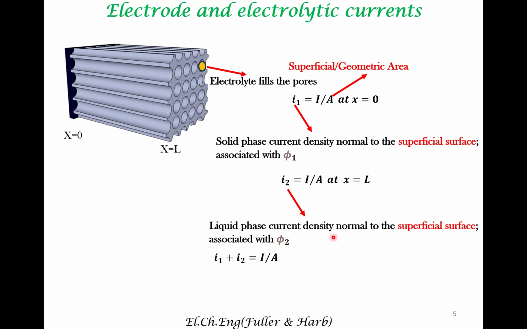So at x equal to L, that is at this cross section, this current density is equal to the overall current density divided by the superficial surface area. So why is this so? Let's understand these two constraints, or these two ways of specifying the boundary condition.